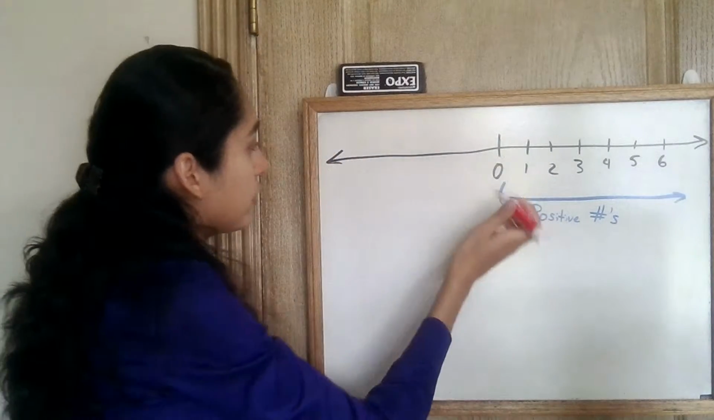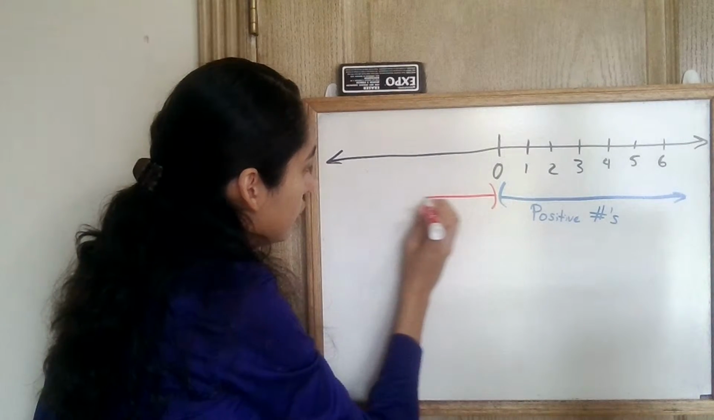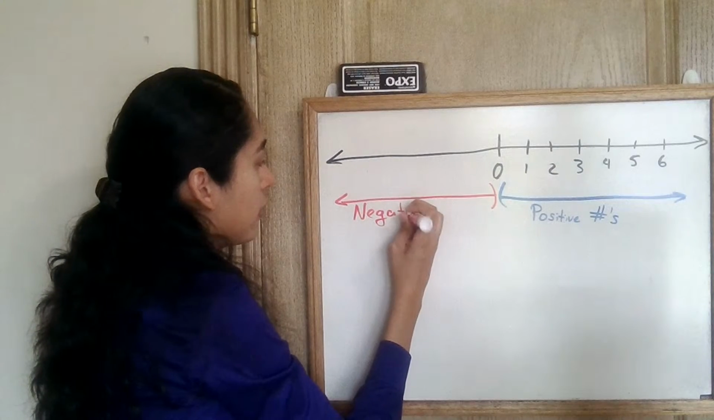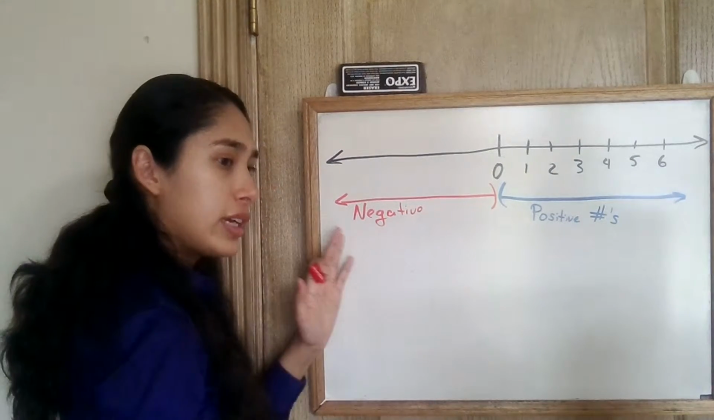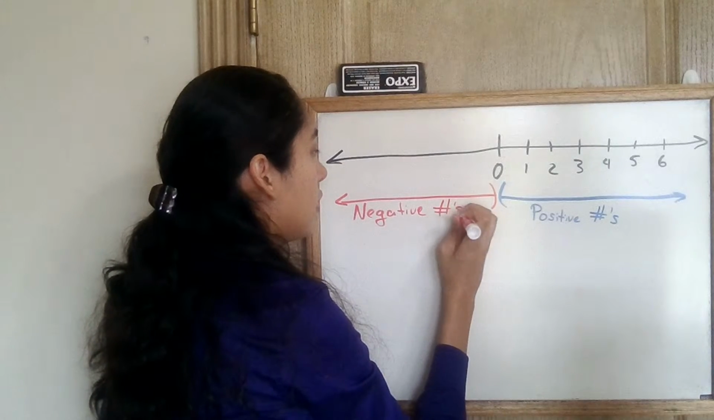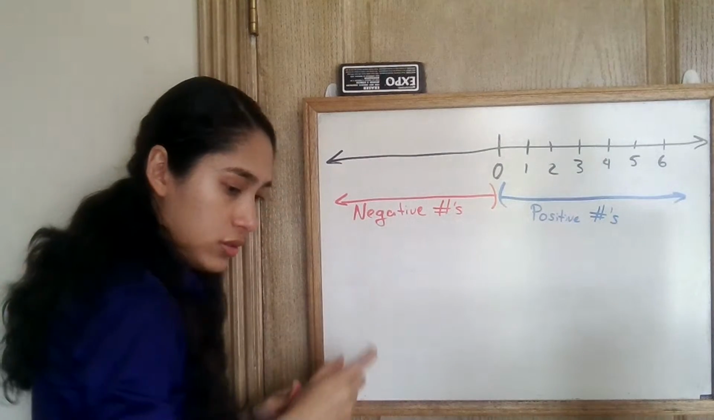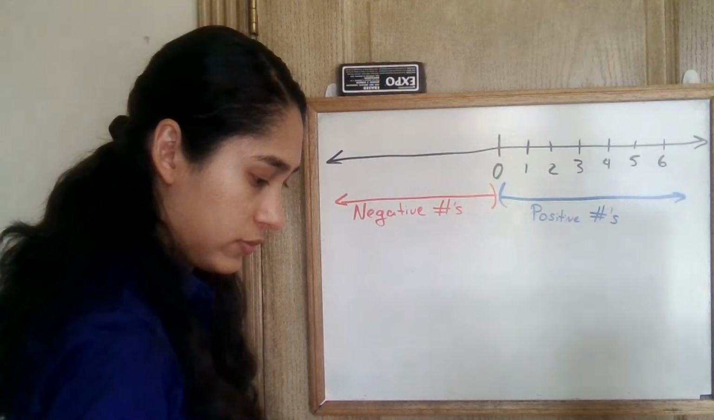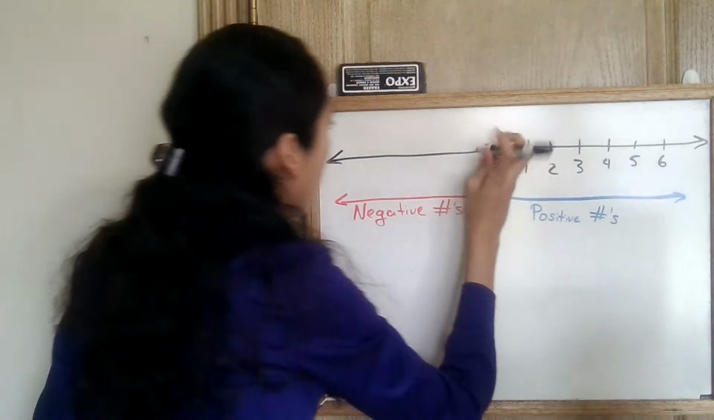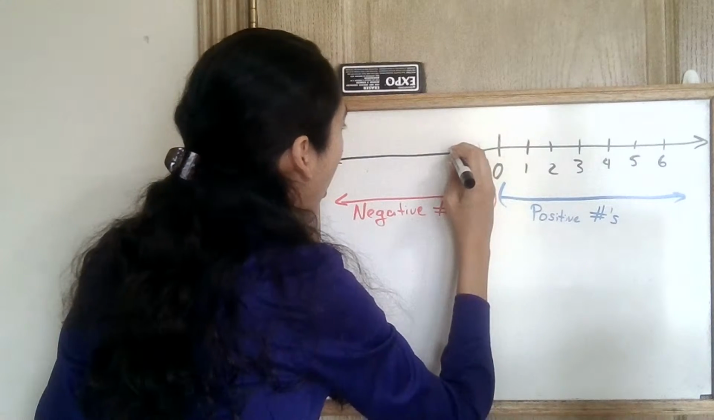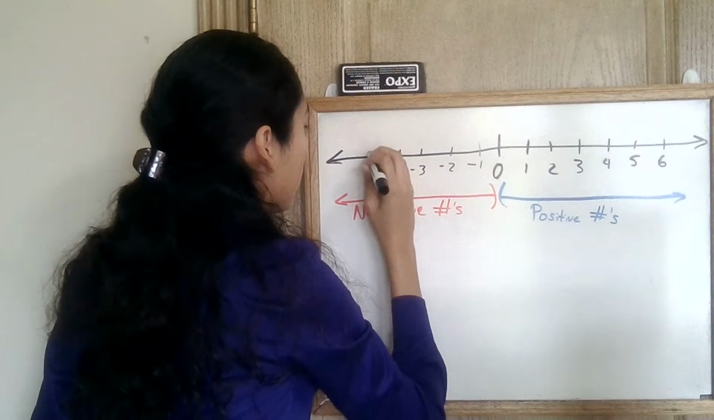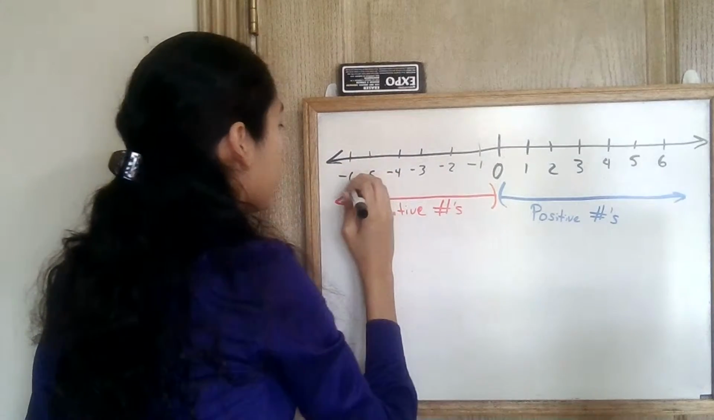Let's use our negative over here. So we're going to be our negative numbers. And it's always going to be like this. Left is negative, to the right is positive. -1, -2, -3, -4, -5, -6.